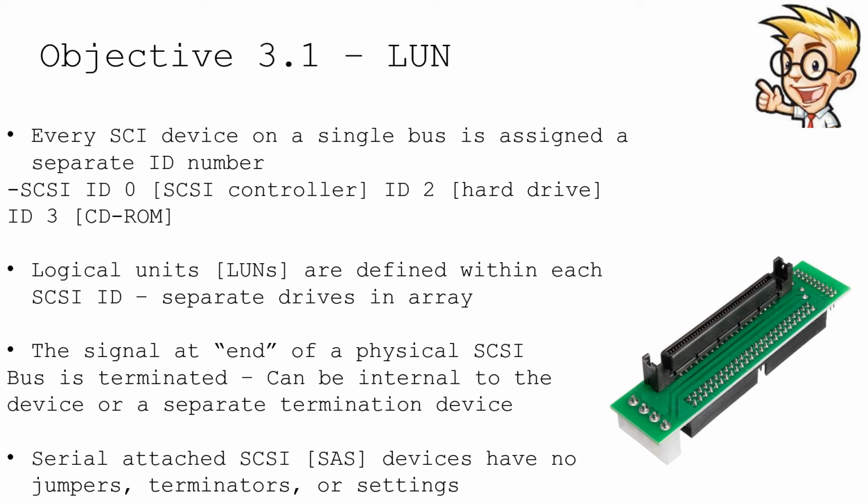One of the more recent standards for SCSI is Serial Attached SCSI, or SAS. These devices are much simplified over the older SCSI configurations that require you to manually set a SCSI ID. With the newer SAS devices, you don't have to worry about setting jumpers for SCSI IDs. You don't have to install any terminators or make any additional settings to be able to use those serial attached SCSI devices.